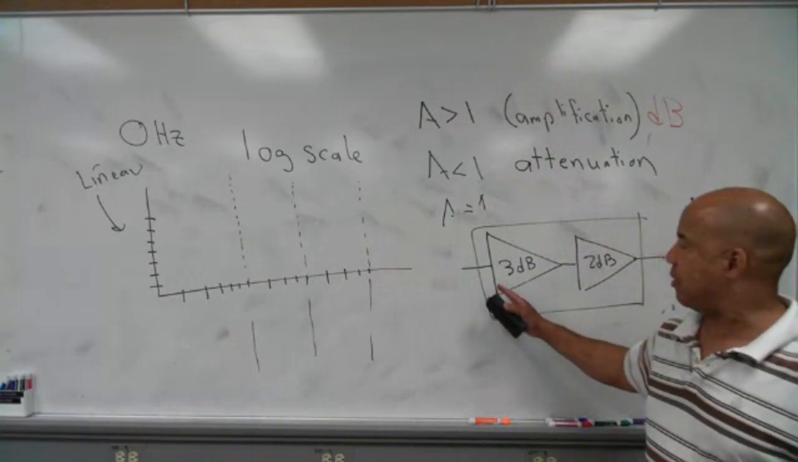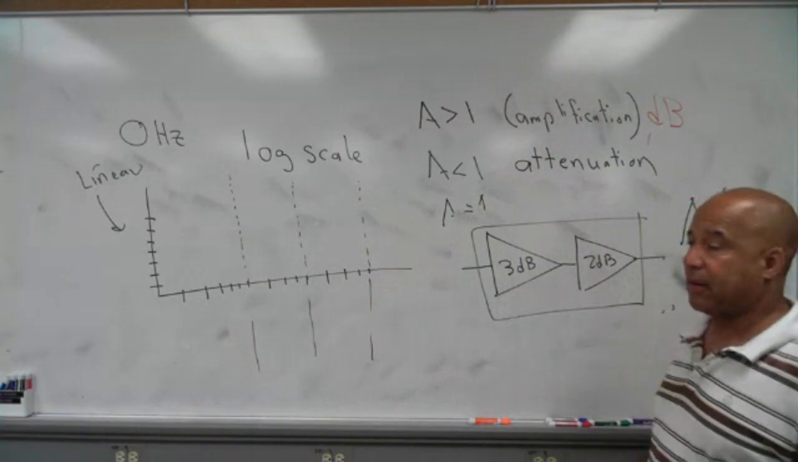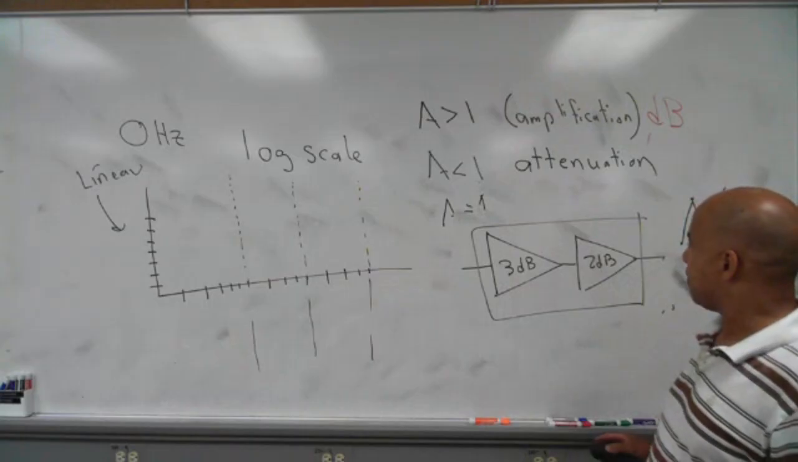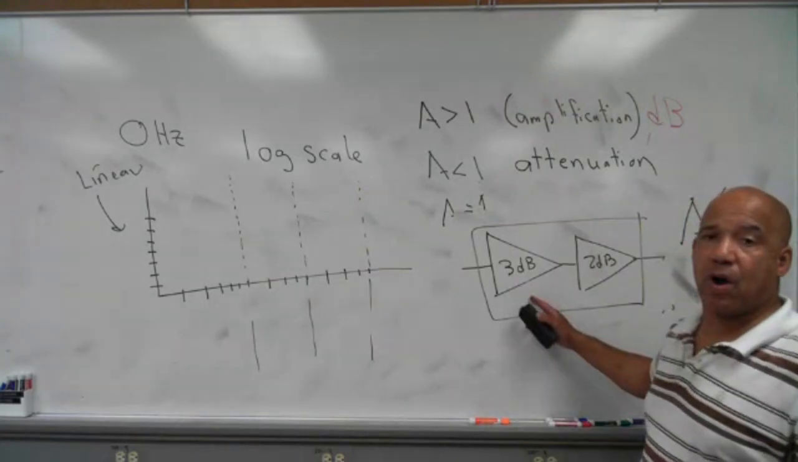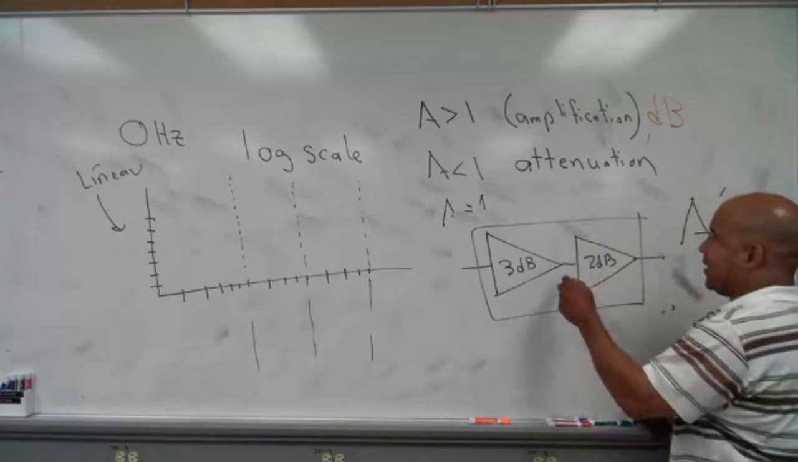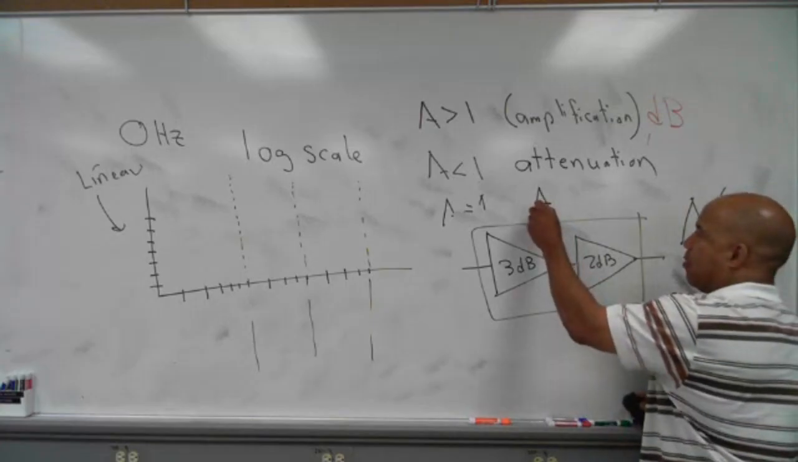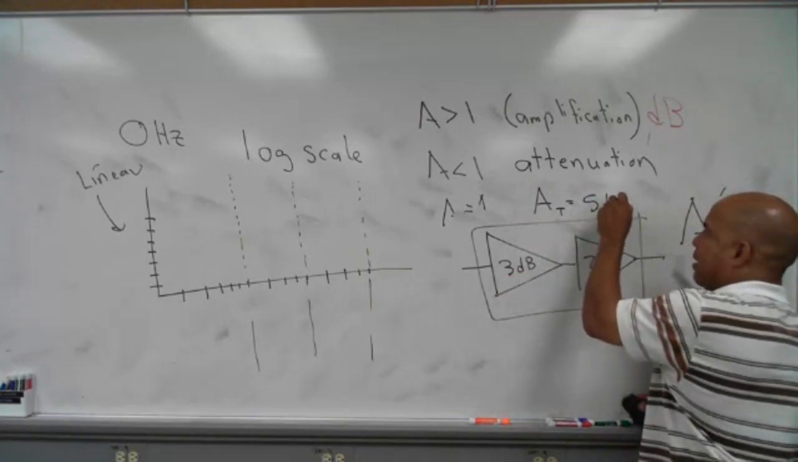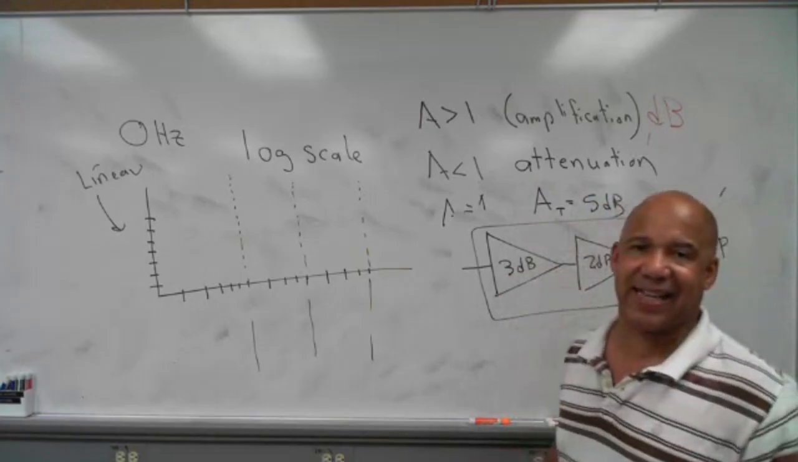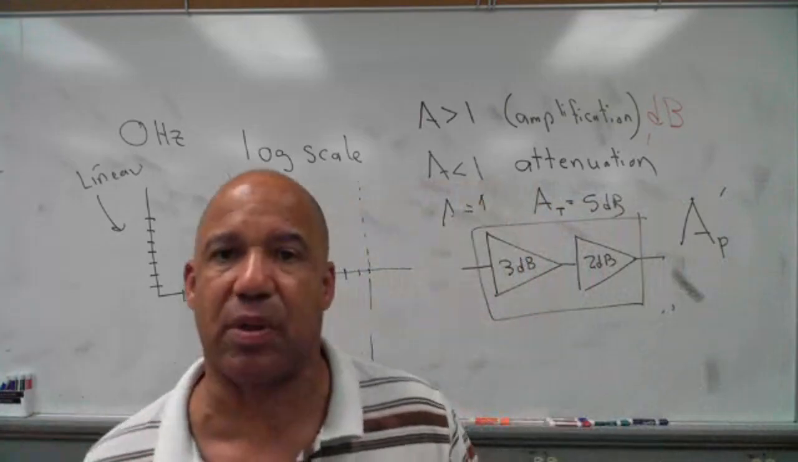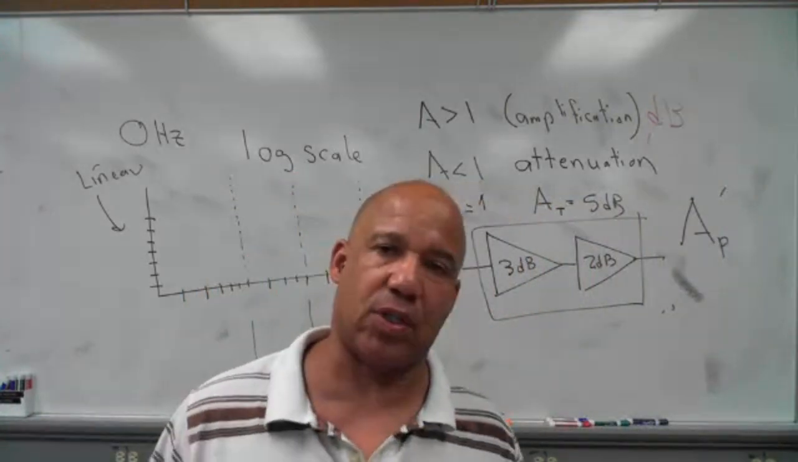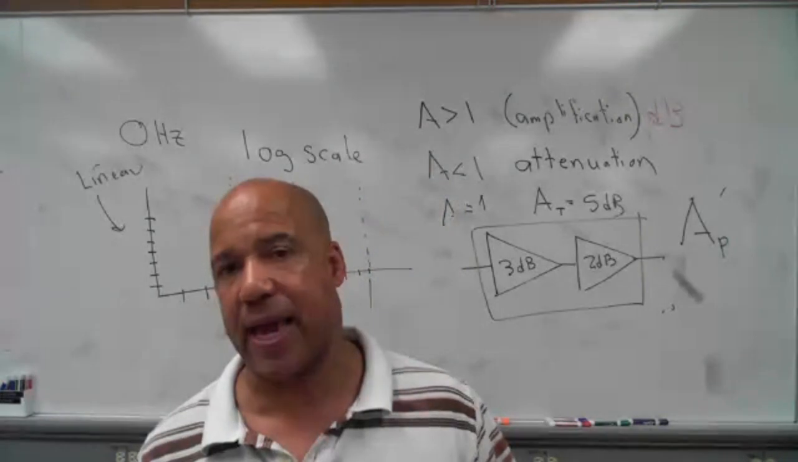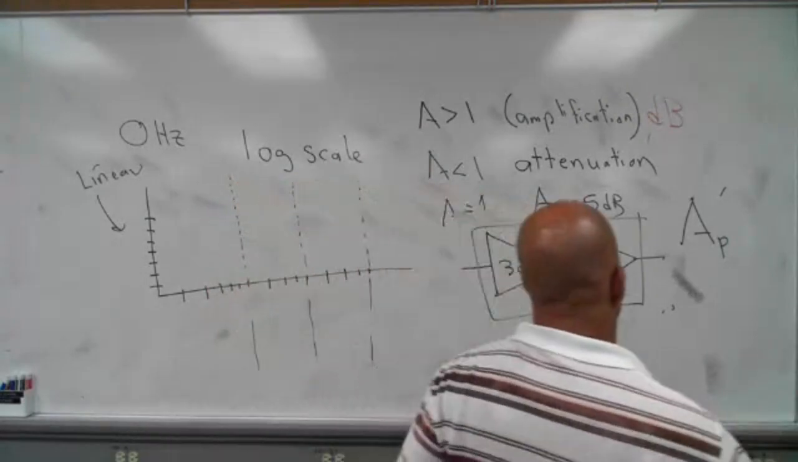This one is called the front end. This is called the back end. And so the total overall gain here, I would just add these up. My total gain here would be 3 plus 2, which would be 5 dB. So by having the gain as a decibel, it's a little easier to work with the math. So sometimes we'll want the regular gain, sometimes we'll want the dB gain. Just depends.